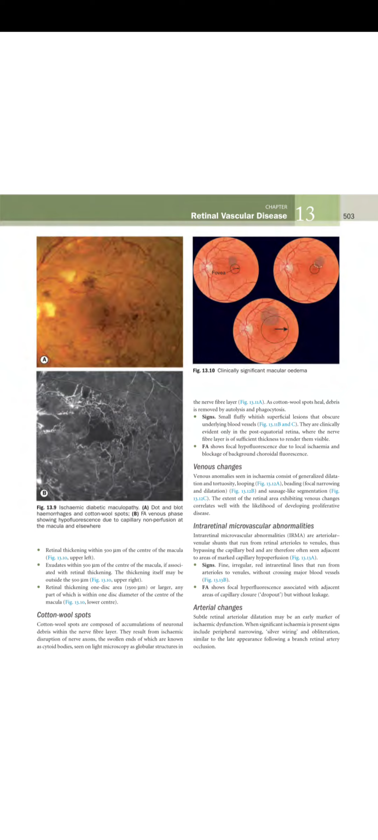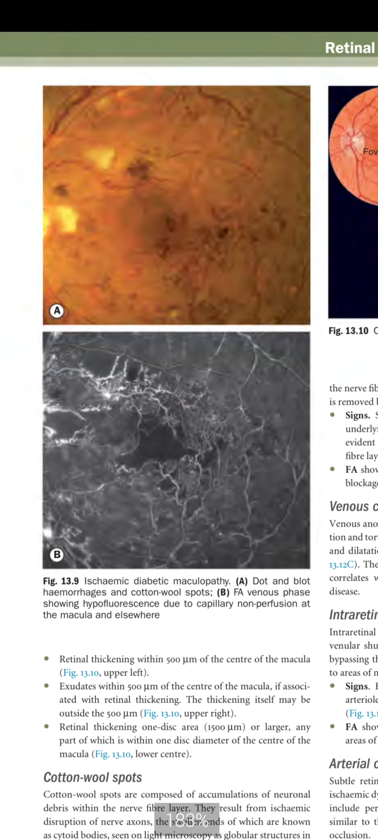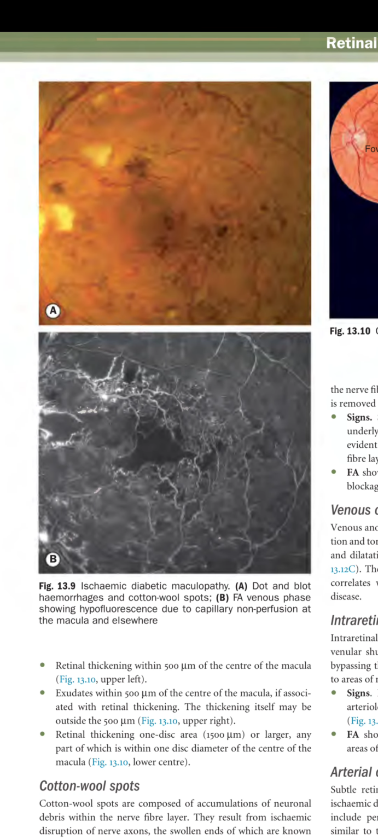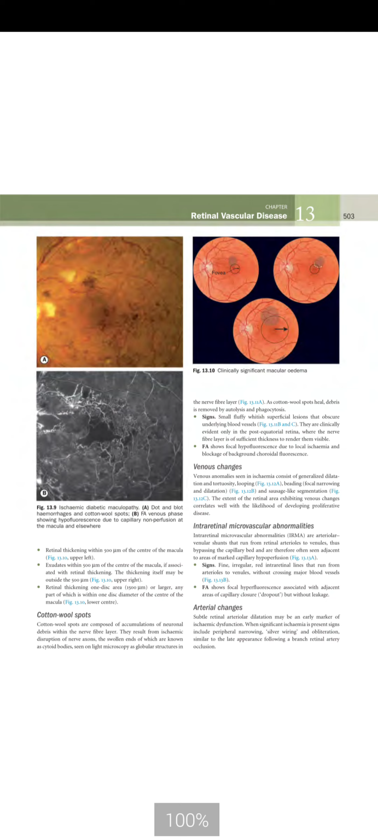So you can see that this is an ischemic diabetic maculopathy. A is showing lots of dot blot hemorrhages. You can see the cotton wool spots as well. And B is showing FA, so this is a hypofluorescence area due to capillary non-perfusion at the macula and elsewhere. It is showing that there is an ischemic maculopathy.